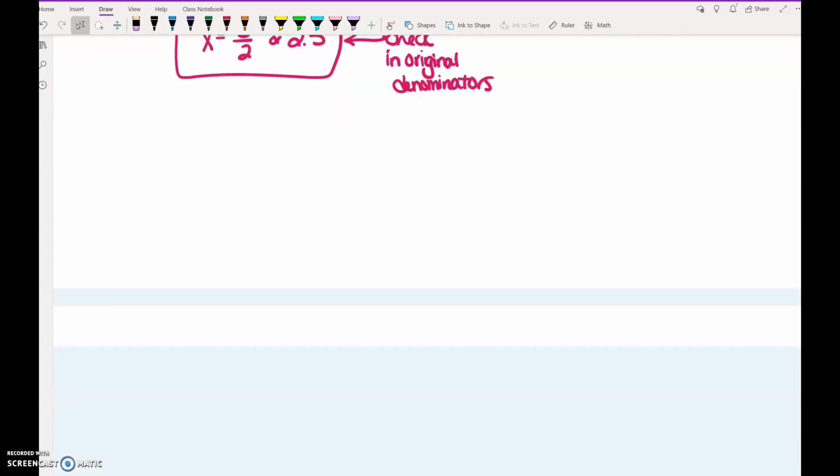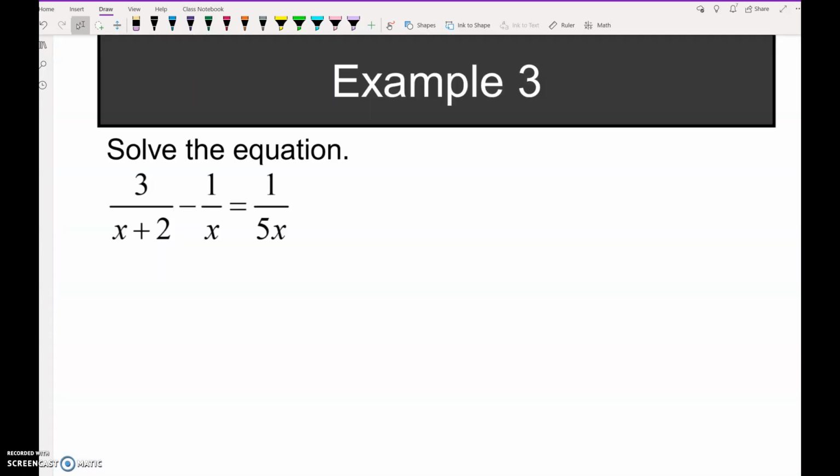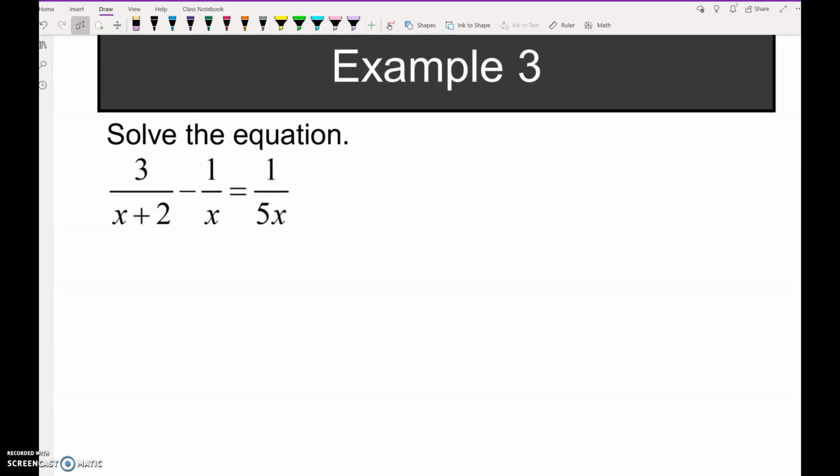All right, let's try example 3. Okay, we need to talk about factors in the denominator. X plus 2, that is a factor. You need to contain x plus 2 with parentheses. Anytime you see addition or subtraction, contain that whole thing with parentheses.